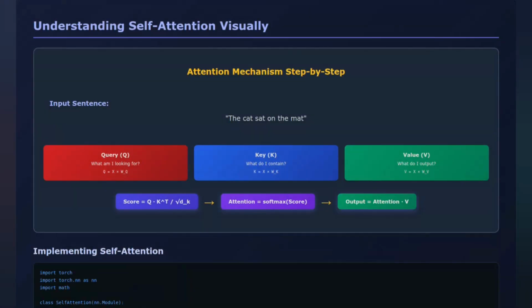Let me dive a bit deeper into self-attention, because it's really the core innovation of transformers. Think of it like a database lookup. Query is what am I looking for? Key is what do I contain? And value is what do I actually output? We compute similarity scores between queries and keys. How related are these words? Then we apply softmax to get attention weights, a probability distribution. Finally, we use those weights to combine the values.